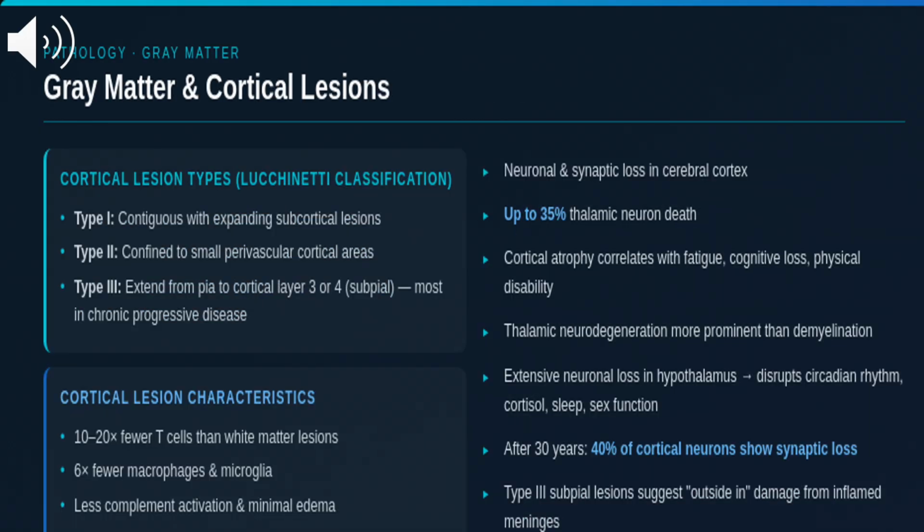Cortical and gray matter lesions represent one of the most clinically significant yet diagnostically challenging aspects of MS pathology. They are common, they are damaging, and they are largely invisible on standard MRI.